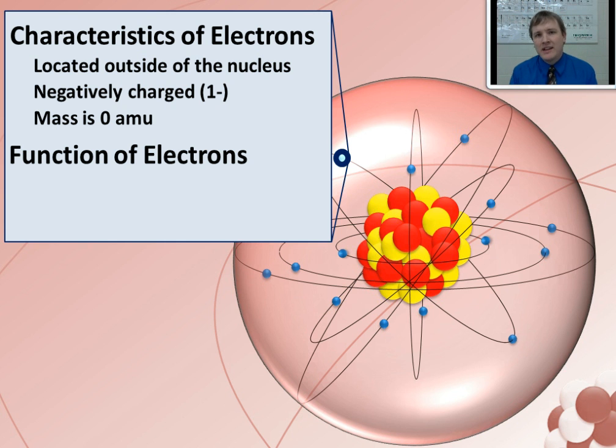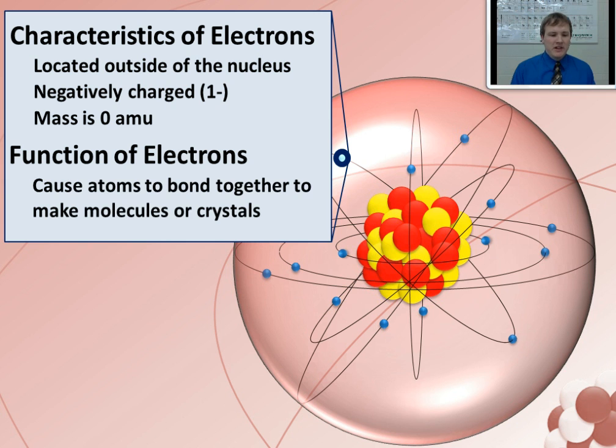Now, technically, electrons do have a very, very tiny mass, about 1/2000th the size of a proton or a neutron. That 1/2000th is such a small size that we usually just round it down to 0. Because 1/2000th is such a small number, it actually rounds to 0 atomic mass units. So it's not exactly correct to say that electrons have no mass. Essentially, when you round it off, they basically don't have any mass.